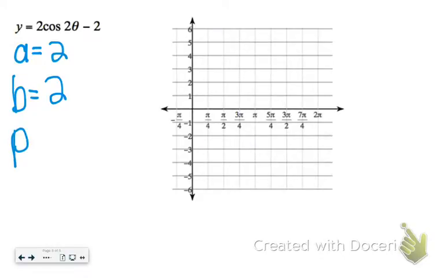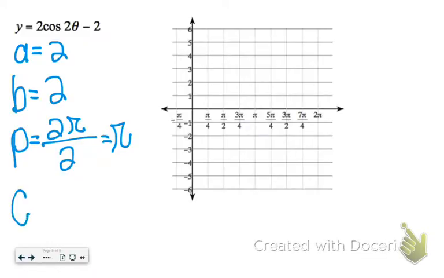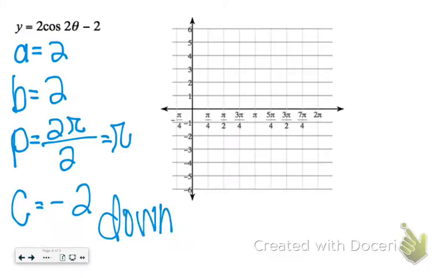So my period equals 2 pi divided by B, which is 2. 2 pi divided by 2 is pi. So my period is pi. Then my C value is -2, which means I go down 2. Okay, so I always start at my C value. So I'm going to start and I'm going to go down 2.